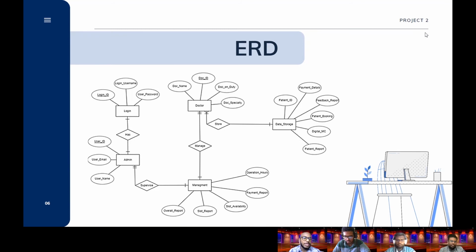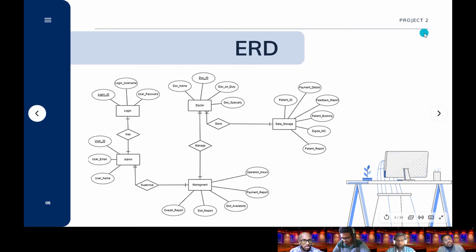Okay, login. The user will key in the login with login ID, login username, and user password. And the admin would also have user ID, user email, and username when they are using the admin system. So admin would supervise the management. Management would have the overall report and slot report, slot availability, payment report, and operation hours.